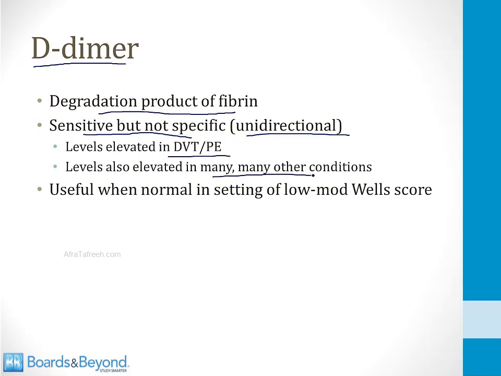For this reason, its greatest value is when the level of the D-dimer in the serum is normal or not increased. This argues strongly against the diagnosis of DVT or PE. For this reason, measuring the D-dimer level is often helpful in patients with a low to moderate Wells score. When you have a low to moderate Wells score coupled with a normal D-dimer level, that argues strongly against the diagnosis of DVT or PE.